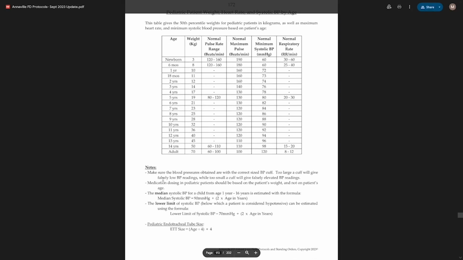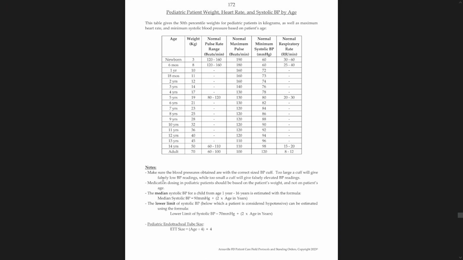Just note that you want to make sure that the blood pressure is obtained with the correct size blood pressure cuff. Too large of a cuff will give a falsely low blood pressure reading, while too small of a cuff will give a falsely elevated blood pressure reading. Medication dosing in pediatric patients should be based on the patient's weight and not on their age.